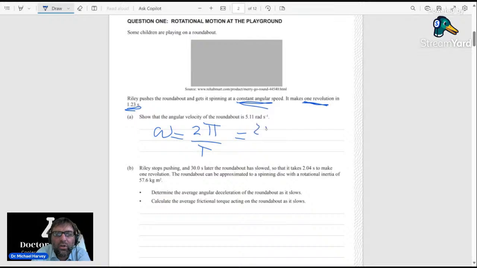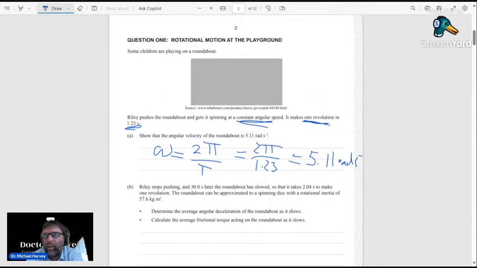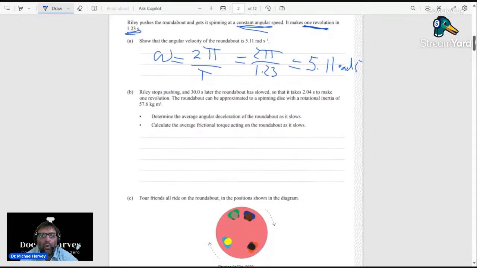So that's 2 pi. Now the time period from the question is 1.23 seconds, and that should equal 5.11 radians per second. That's your achieved point there because you've just shown it. So that should be quite straightforward.